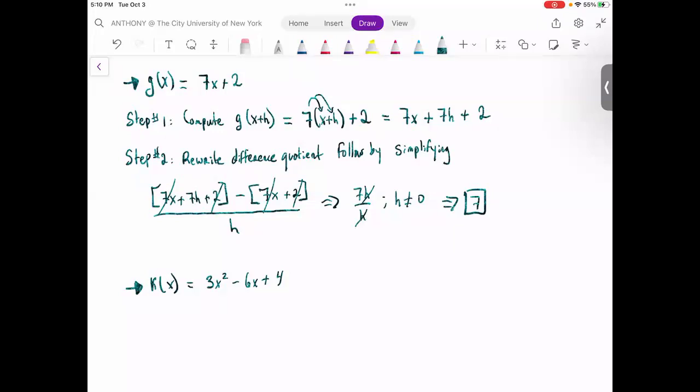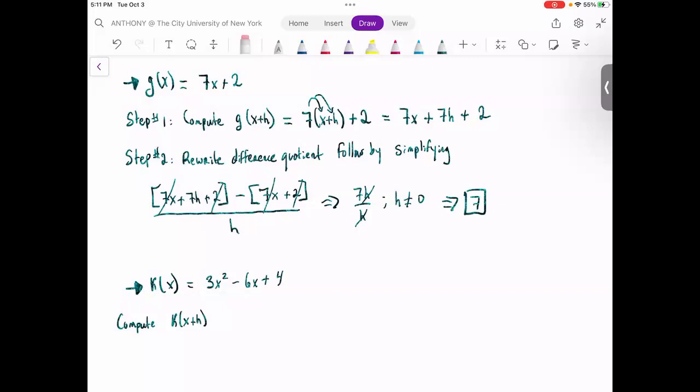That's right. So you said f, but it's actually k. Well, he said f, you said k. It's actually k because that's the name of our function this time, right? So we have to compute our k of x plus h, okay?